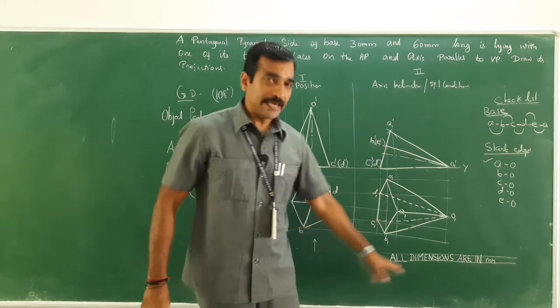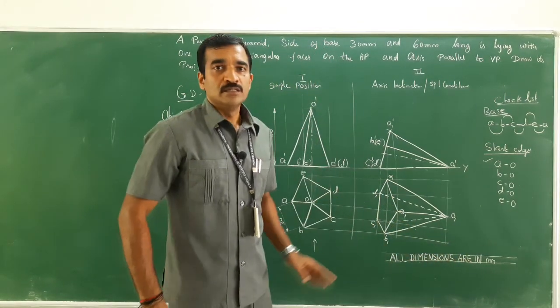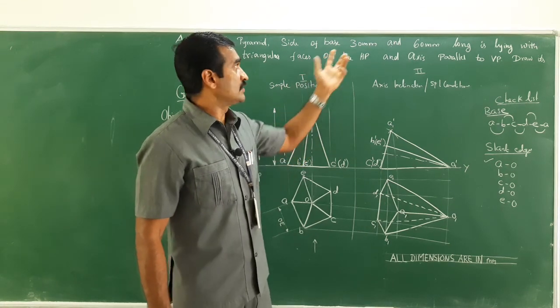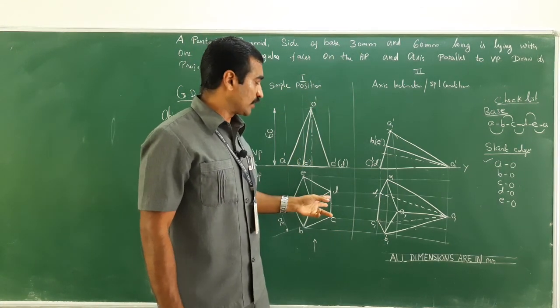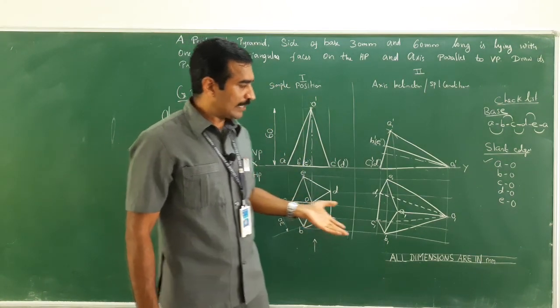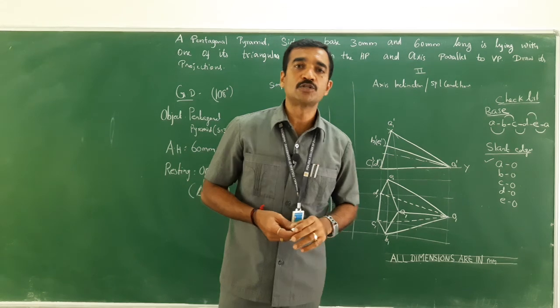Next, scale. Scale is true scale because I haven't changed any of the dimensions. That means 30, same thing I used for the side, 60, same thing I used to draw it. So the scale should be 1:1, which is nothing but the true scale.